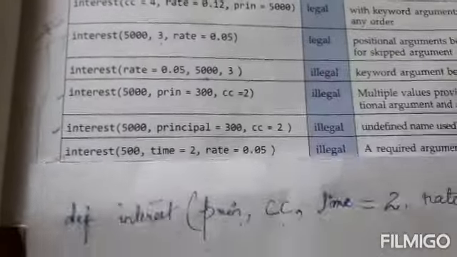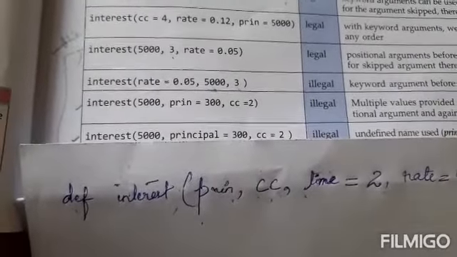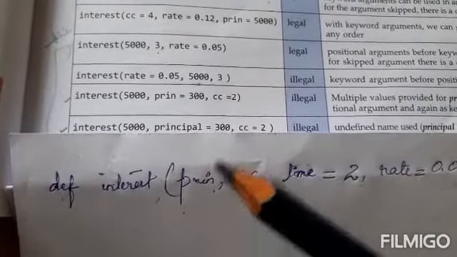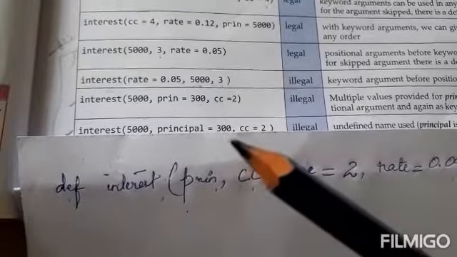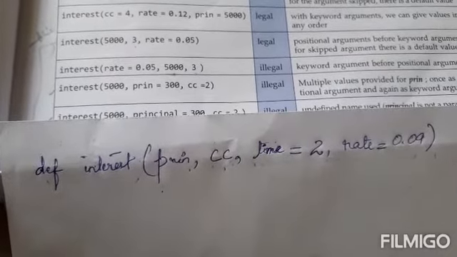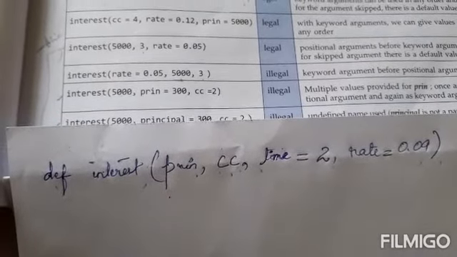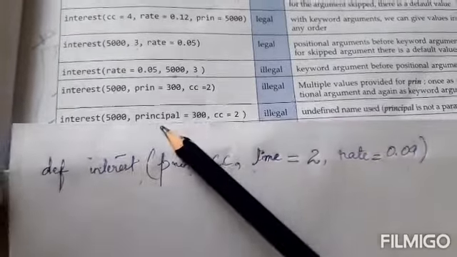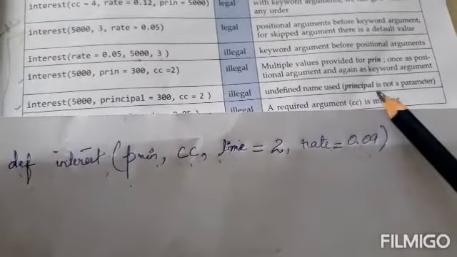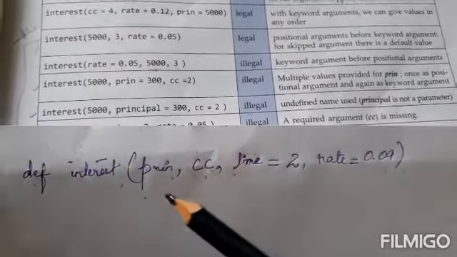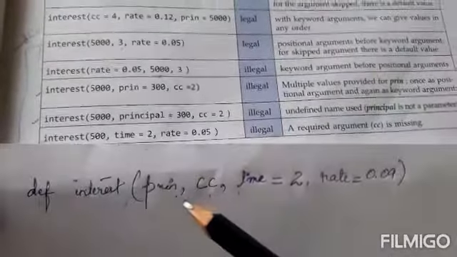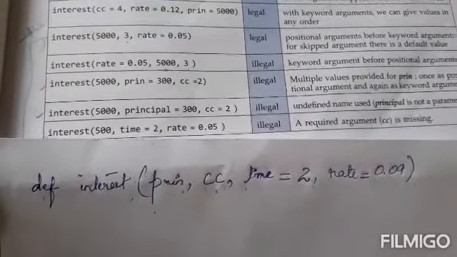Third one. Here, 5000 is passed to PRINC. Principal is assigned here, equal to 300. But if you look at the function definition, there is no variable that is referred to as principal. There is no such name. So this here is also an error. Undefined name used because principal is not a parameter. It is not accepted here. It's not defined here. So if it's available here, then it has to be defined in the function body as well.